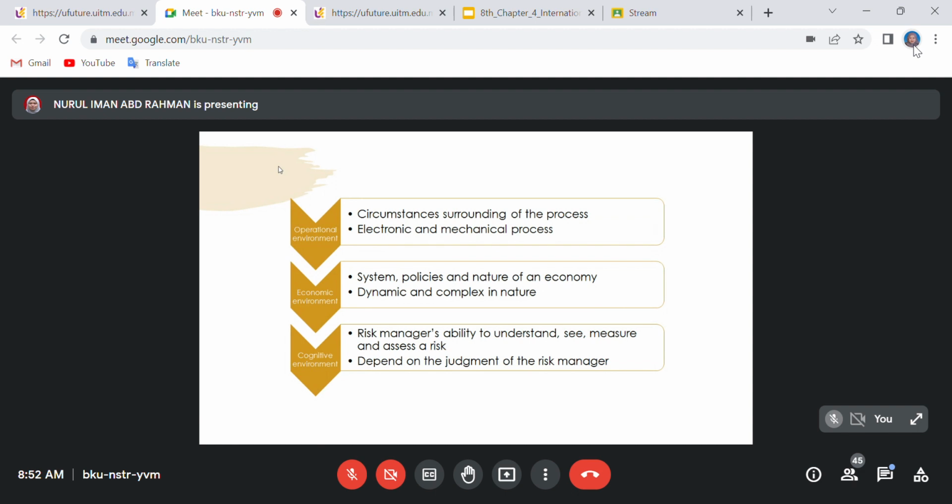Okay, next one, economic environment. This is where the system, policies and nature of an economy are dynamic and complex in nature. So when we talk about economic environment, it relates with the business. Okay, it usually affect businesses lah, economy ni kan. Okay, let's say inflation next year. So what happen to businesses? Businesses start definitely follow lah the raw material naik harga, the tax increase tu kan, apa tu, the interest rate increase. So all of that will affect the businesses that are actually facing so many other risks.